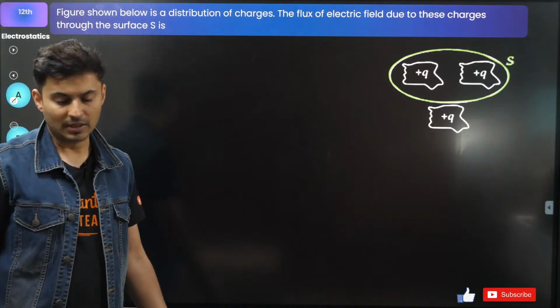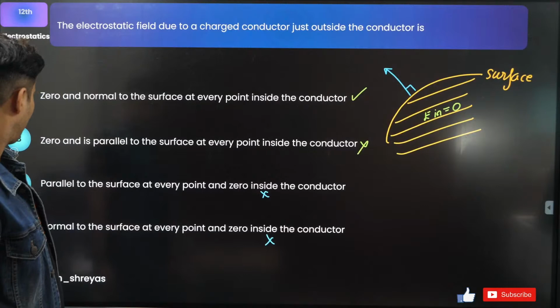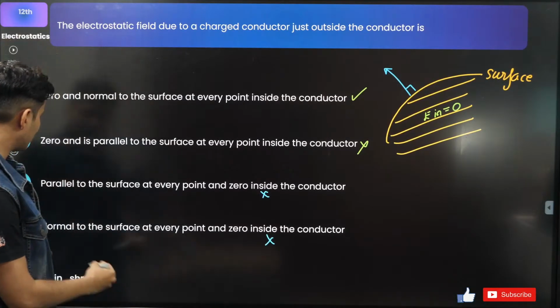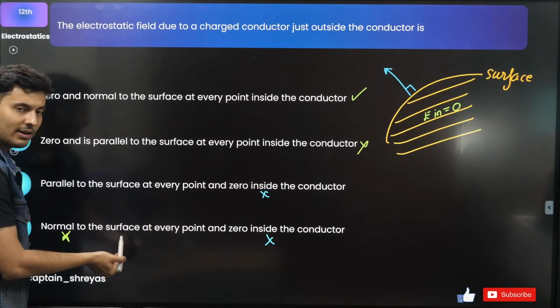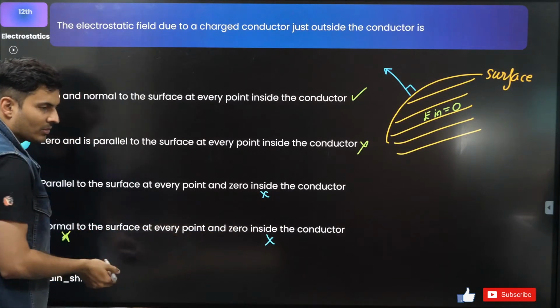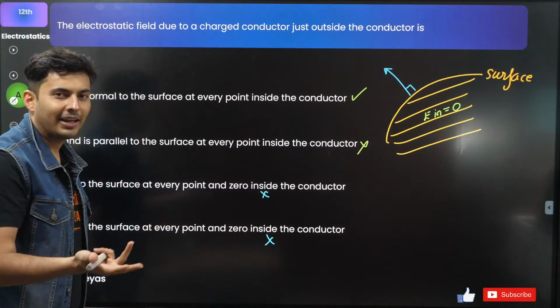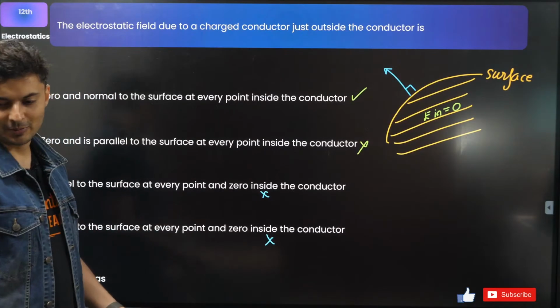Question D option also says 0 inside the conductor, is it? But it also said normal. How can it be normal? There is no direction, normal at every point. Even though it says 0, how can some number be 0 and have a direction? Doesn't make sense. That's why that option is wrong.